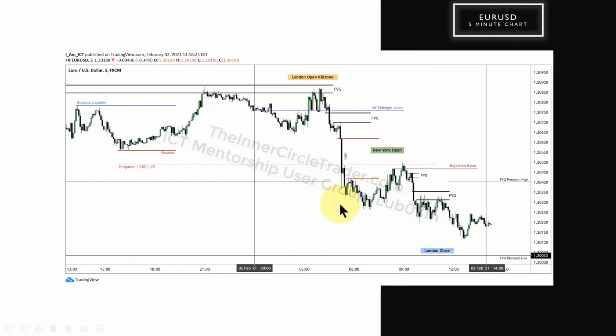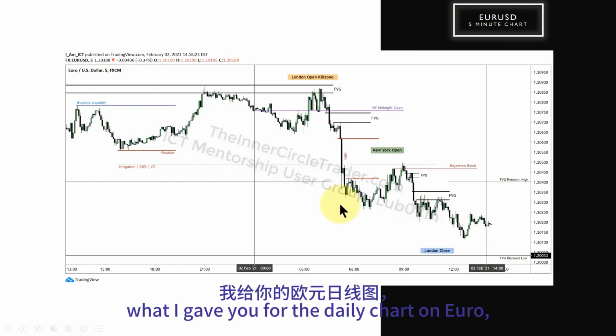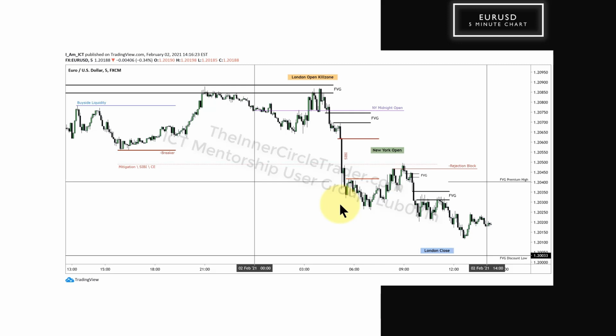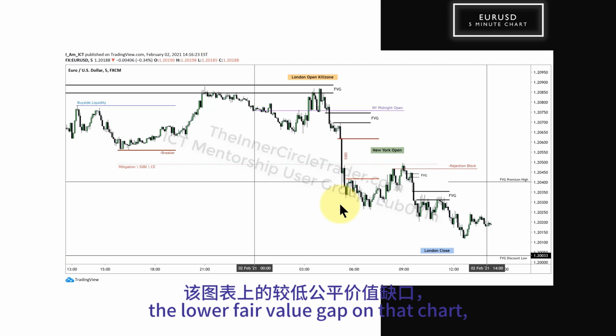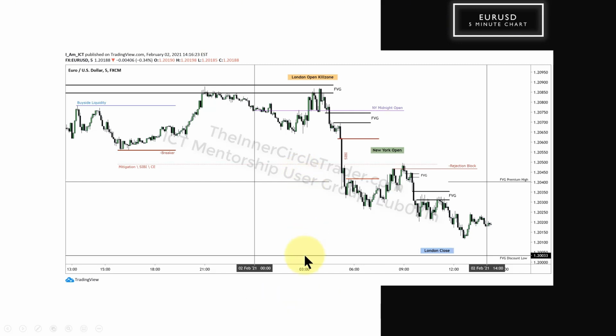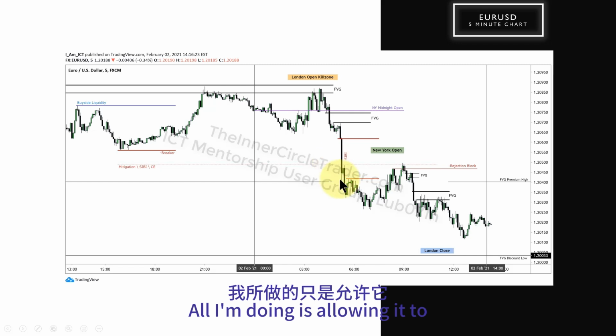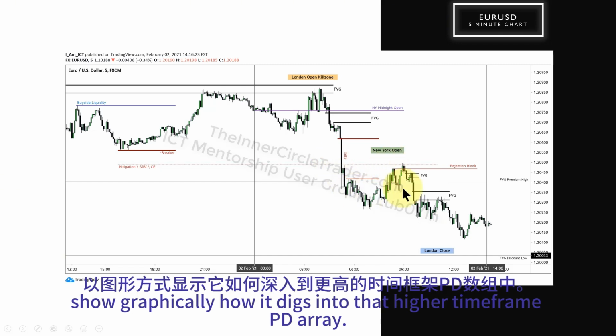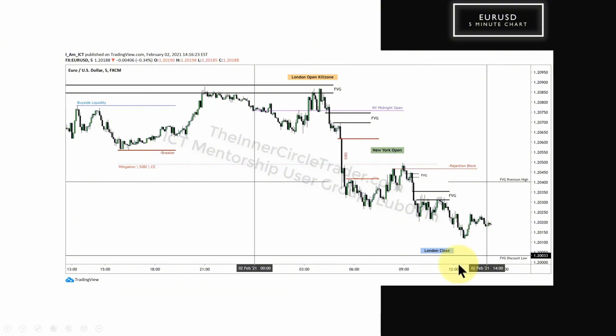Again, what I gave you for the daily chart on Euro, the lower fair value gap on that chart, that's these levels here, this and this. All I'm doing is allowing it to show graphically how it digs into that higher time frame PD array. All right, let's go over to cable.